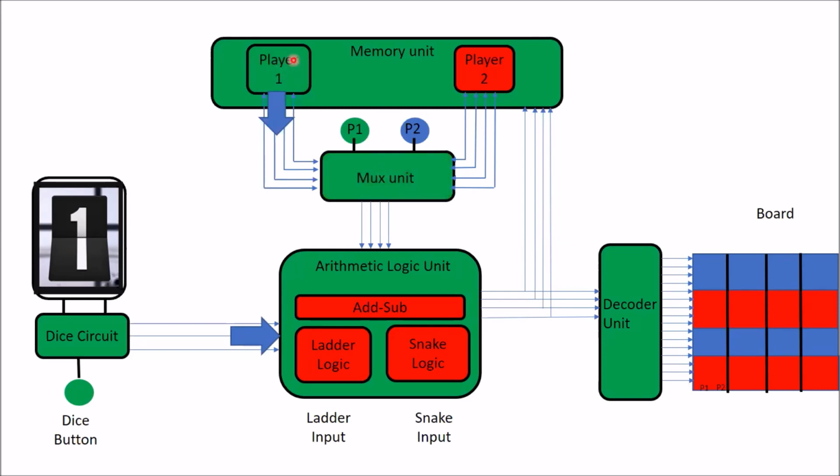Now whatever the previous content, here you see the previous content for both player 1 and player 2 is 0. So that 0, 0, 0, 0, 0 will pass through this mask unit to this arithmetic logic unit. If you see this thing. So now this thing is passed.